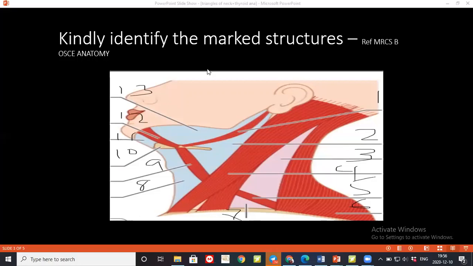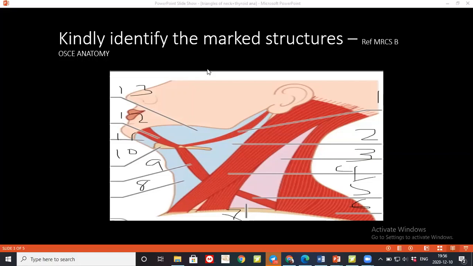Okay. All right. Can you tell me the boundaries of the posterior triangle, please? The posterior triangle is bounded posteriorly by the anterior border of trapezius, inferiorly by the middle third of the clavicle, and anteriorly by the posterior border of sternocleidomastoid. And floor and roof? Floor by the prevertebral fascia. And the roof by the investing layer of deep fascia.